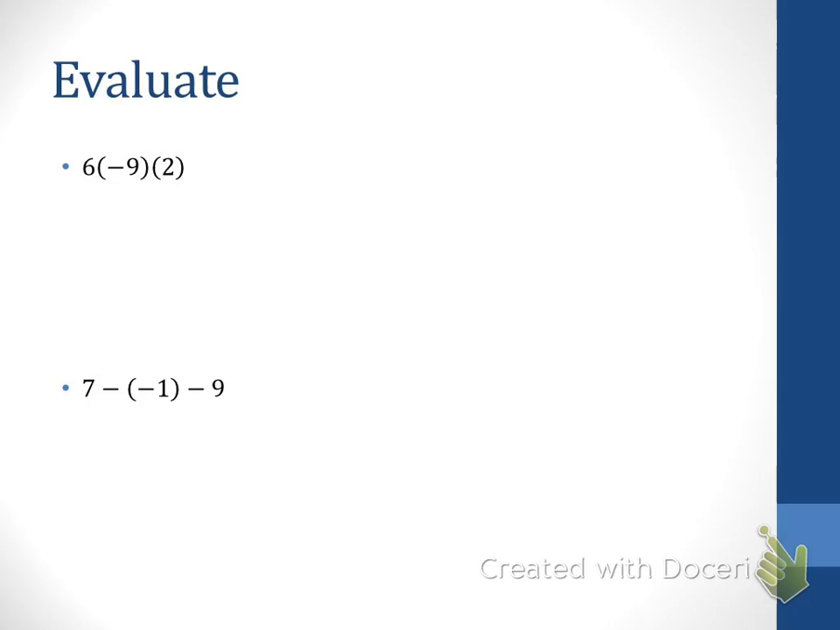Look at this first problem right here. 6, -9, and 2. What type of problem is this? Is it multiplication, addition, subtraction, or division? William? Multiplication. Very good. So this does not mean that I need to distribute this 6 to both numbers. No, it just means let's multiply in order. 6 times -9 is -54. -54 times 2 is -108.